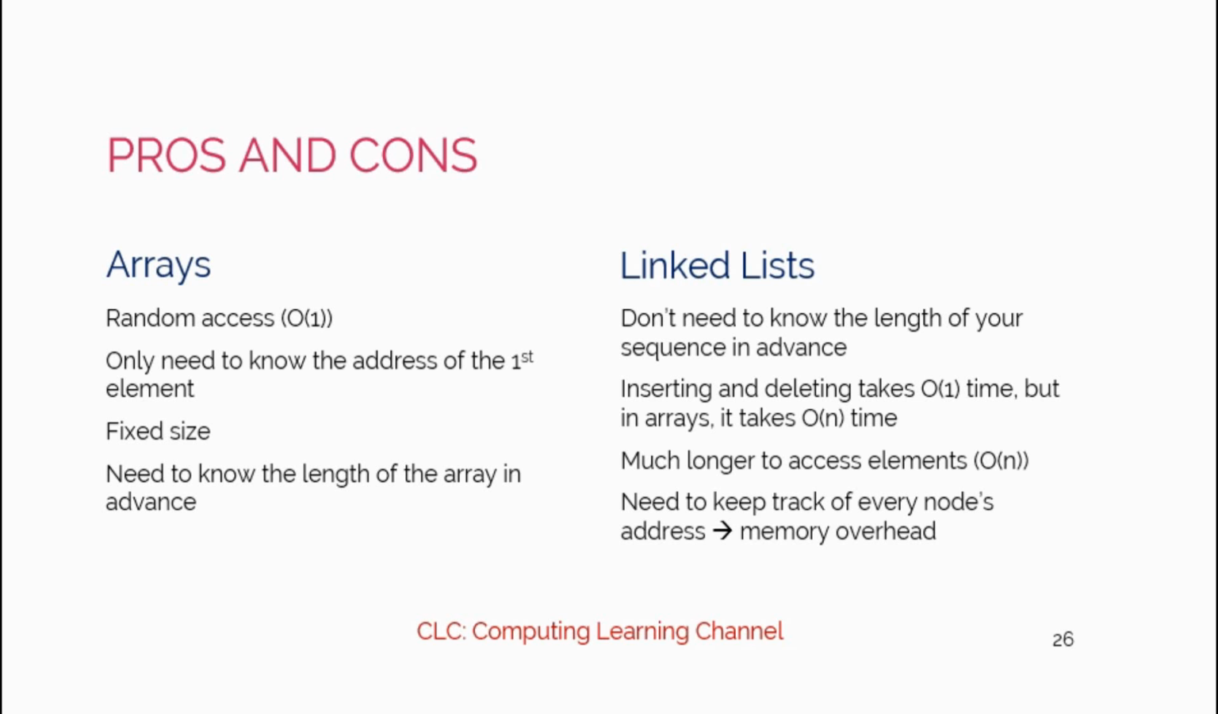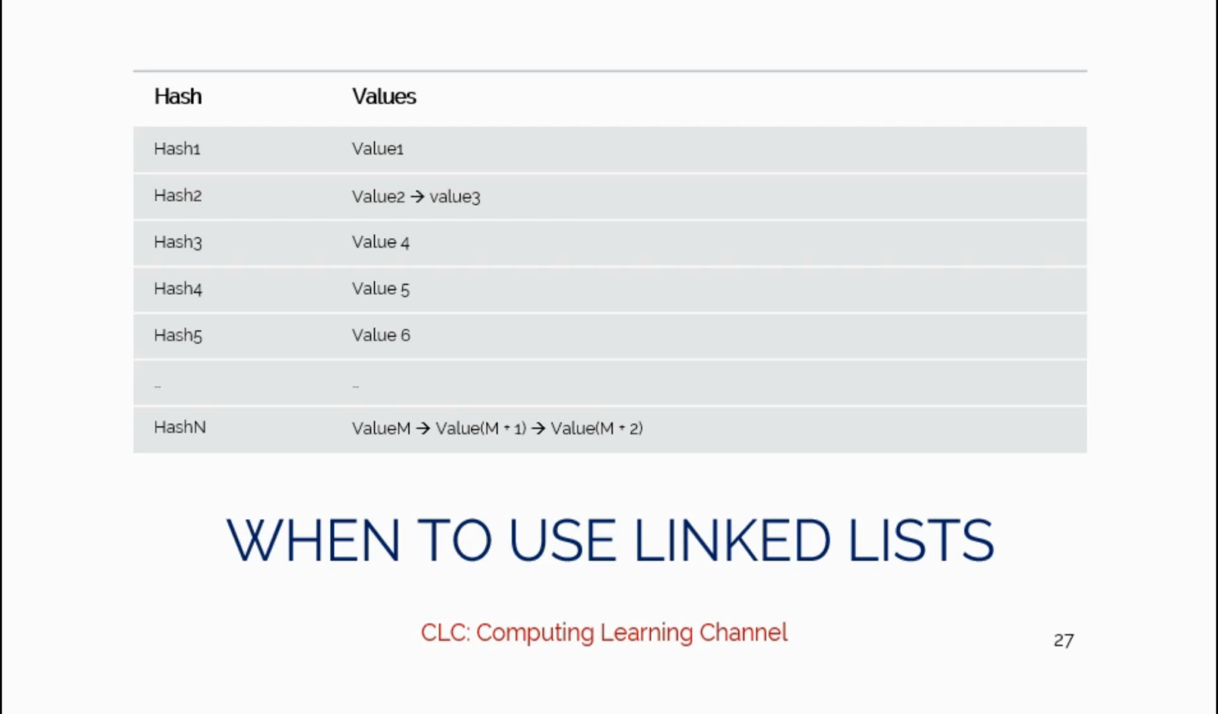However, it takes much longer to access individual elements in linked lists because you have to go through all the nodes before the one you're looking for. This means that accessing elements has a complexity of O(n), whereas in arrays, this complexity is O(1), i.e. it's constant. There's no sequential allocation, like in arrays, so you have to keep track of each node's address. That's an additional memory overhead.